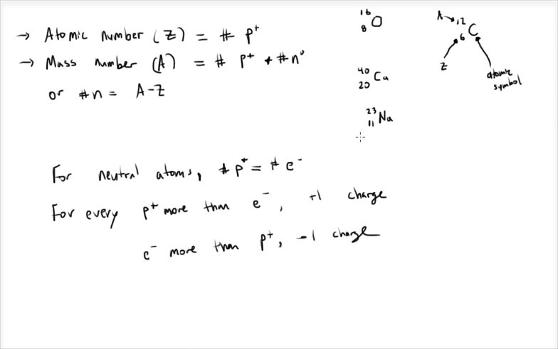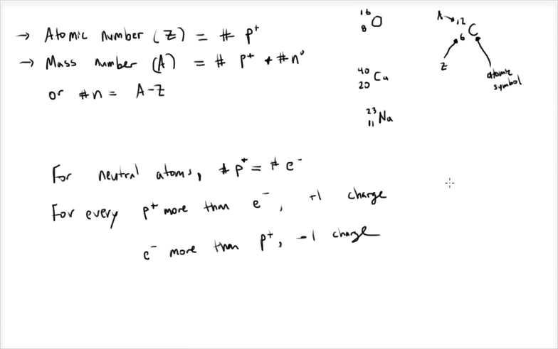Now you can have different numbers of electrons, and that won't change what element you are. It'll just change you from a neutral atom to an ion. An ion just means that you are charged. To become charged, you need to have more protons than electrons or more electrons than protons.